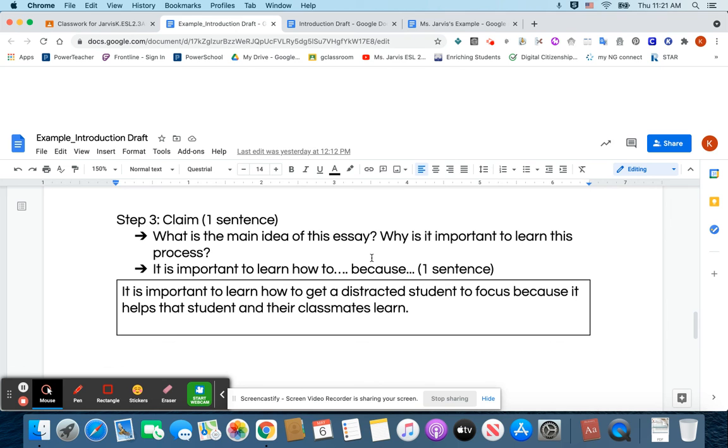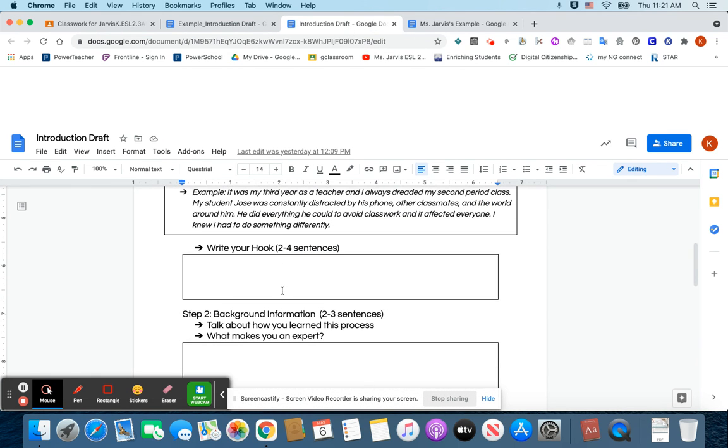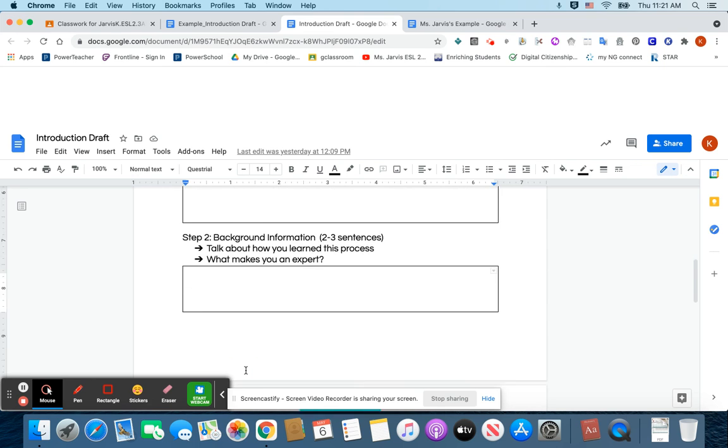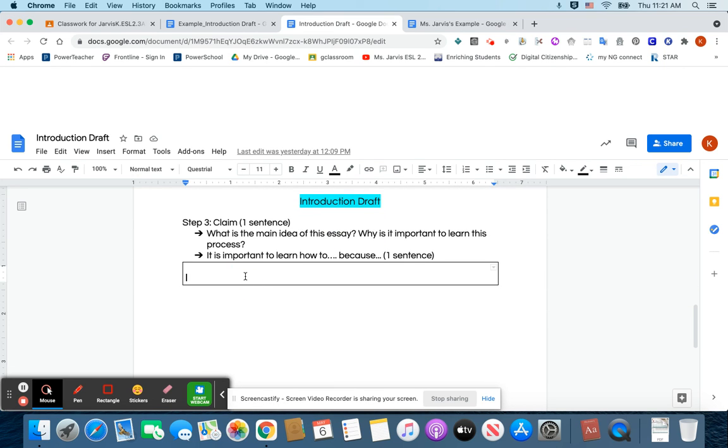All right, so that's how you write your introduction. You're writing all of that in your draft section in each of the boxes, and then you're turning in this assignment. It is due by the end of class today. Next week, we will work on the body paragraphs.